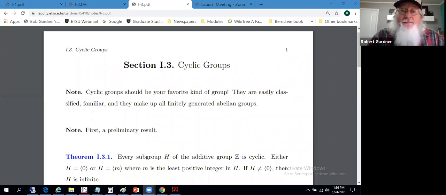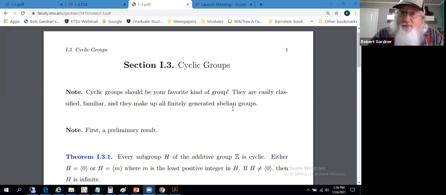Everybody, let's look at cyclic groups. In section 1.3, my claim is cyclic groups should be your favorite kind of group. We can classify them. There's something familiar to you. All finitely generated abelian groups, as we'll see later, are made out of cyclic groups. So what it amounts to is when you think group, cyclic groups are probably the most tangible.